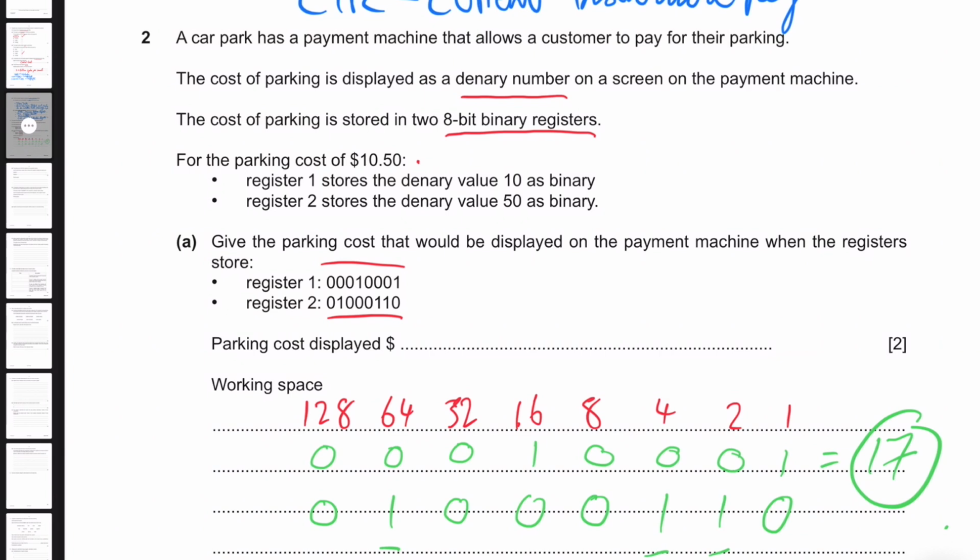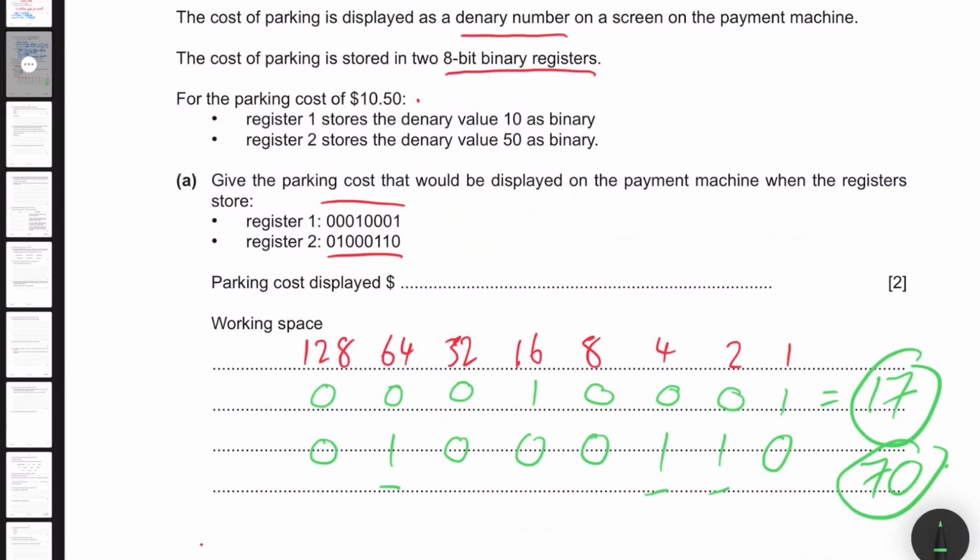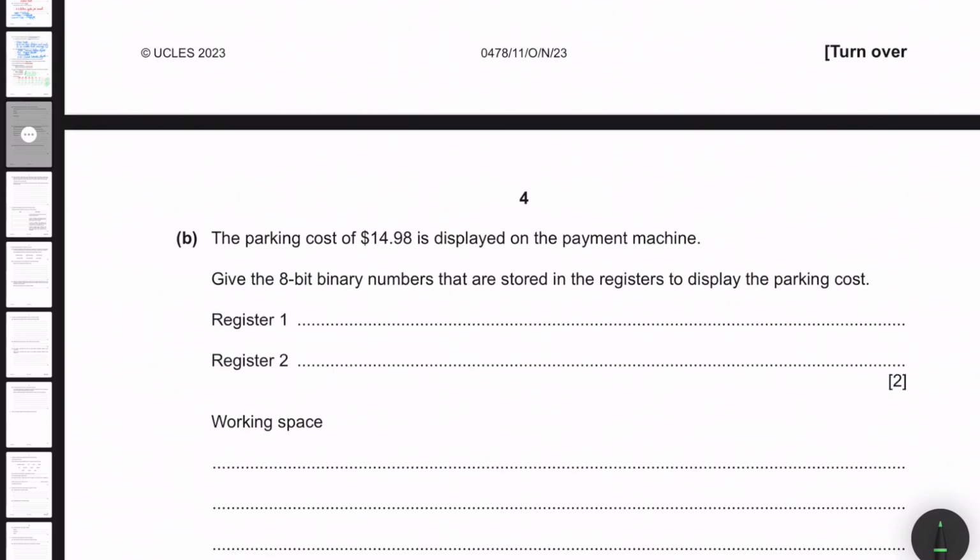So it's got 64, a 4, and a 2, which adds up to 70. 64 plus 4 plus 2, 70. So the number we'll be looking at is $17.70. Question part B. A parking cost of $14.98 is displayed on the parking machine.